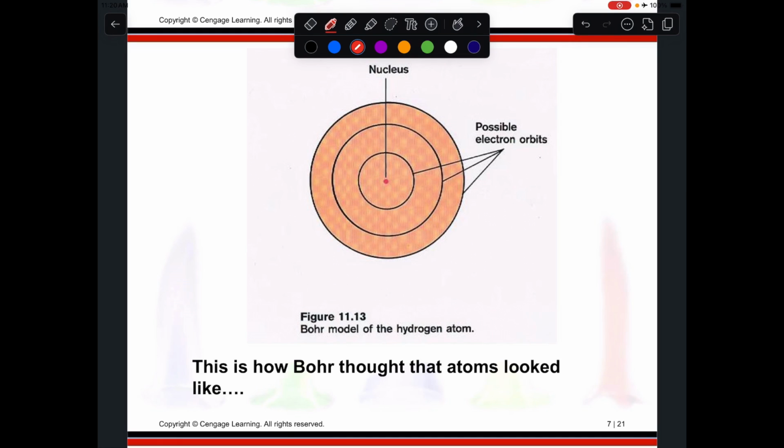So this is then what Niels Bohr decided the atom looked like, and this is called the Bohr diagram, and we still actually use these today. He knew that there was a center nucleus, and that has a positive charge. We decided that from Ernest Rutherford's gold foil experiment.